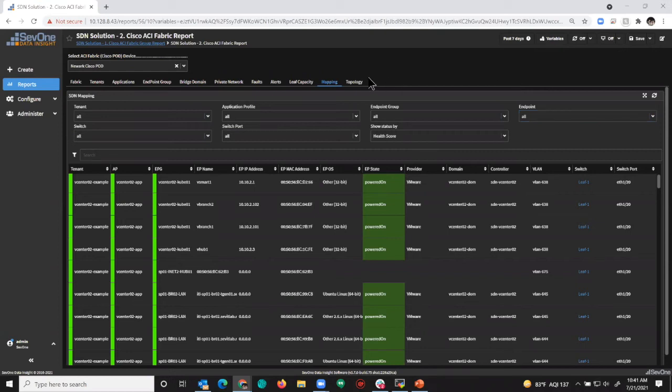Because again, what are you usually starting with? Hey, I've got a problem on an endpoint. This is the IP address. Okay, let me go find out where that is in this world of ACI, right?